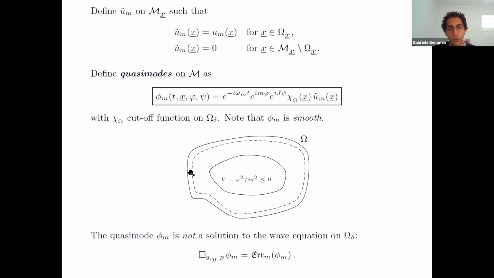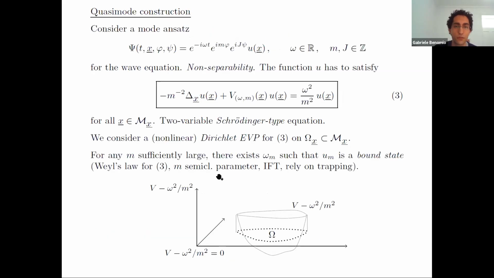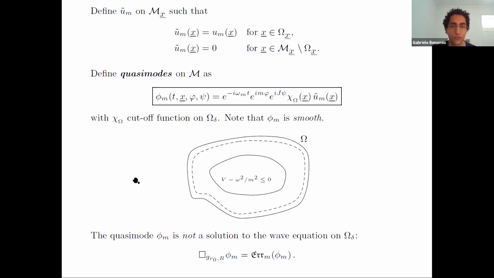And then we apply a cutoff function close to the boundary of omega, in order to get a smooth function. But now the cutoff function that you see in the definition of the quasi-mode produces an error when one considers the quasi-mode with a wave operator. So the quasi-mode will satisfy the wave equation inside omega, because it arises from solving this eigenvalue problem. And we solve the wave equation outside because it's equal to zero. So it's a trivial solution to the wave equation. But in the region where we cut off, it will produce an error. Okay. And controlling this error will be the key part, if you want, in this part of the proof.